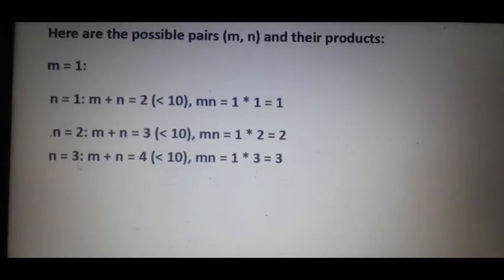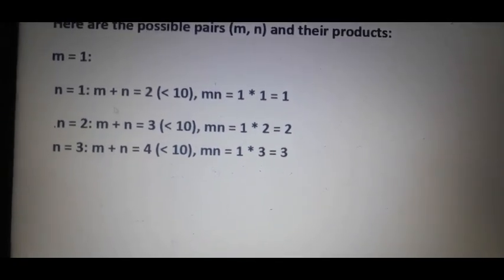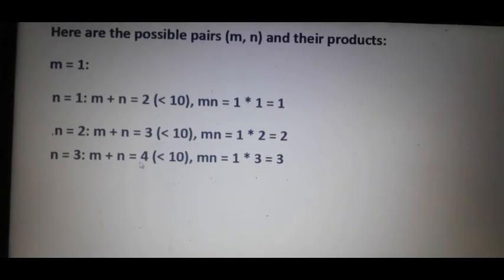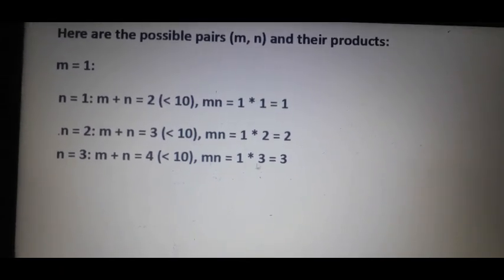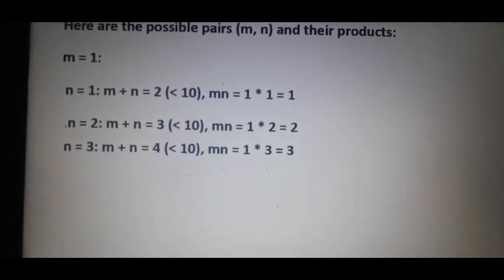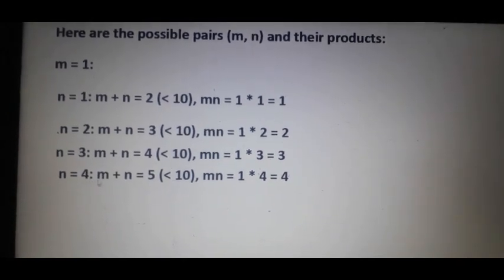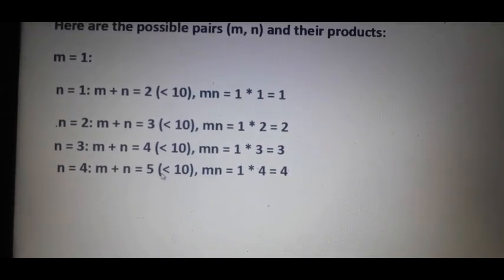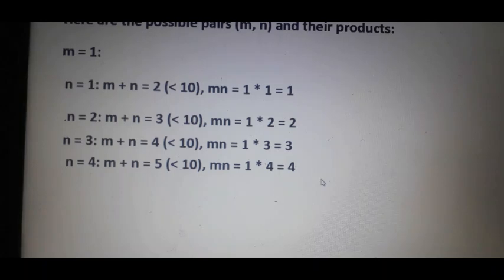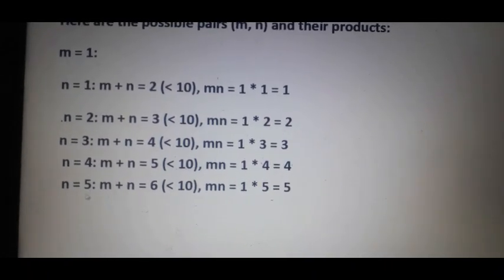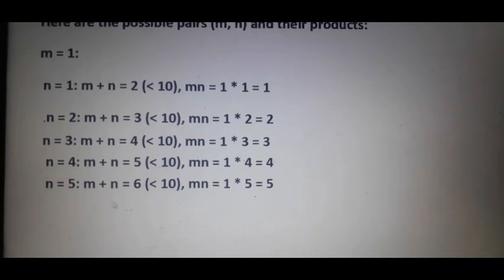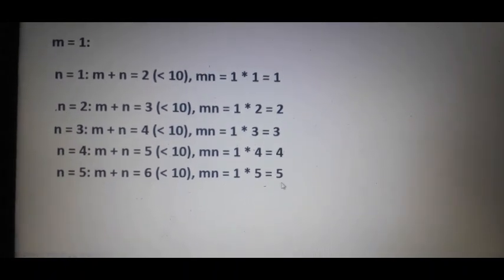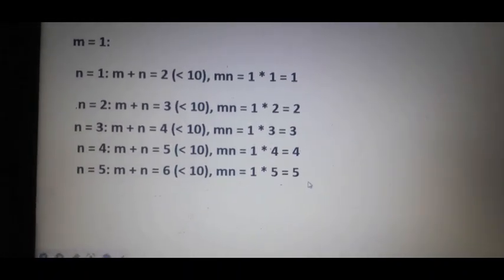When n is 3, 1 plus 3 is 4, which is less than 10, and their product is 3. When n is 4, m plus n is 5, which is less than 10, and the product is 4. If n is 5, 5 plus 1 is 6, which is less than 10, and the product is 5.